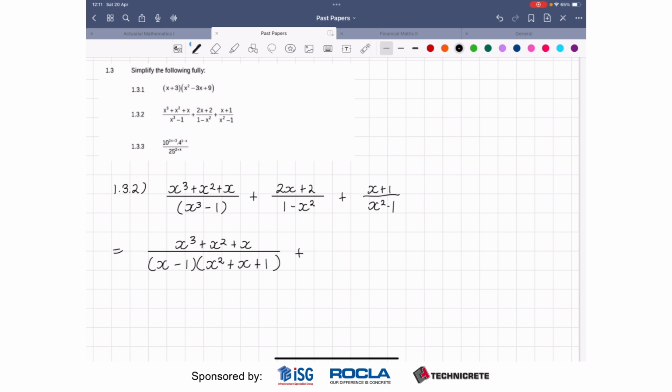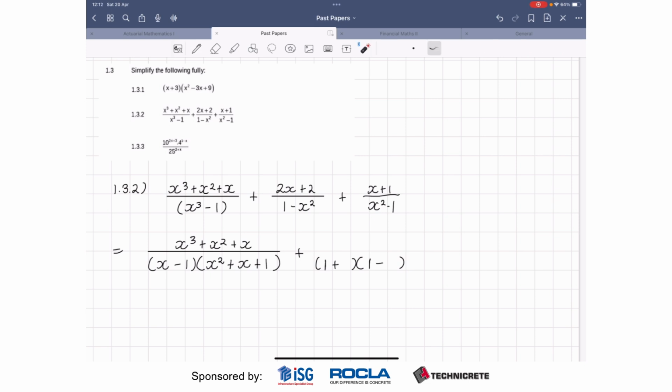Then for the next one, this is the difference of two squares, because I've got 1 which is a perfect square and minus x squared which is a perfect square. So I'm going to have two brackets again, and the first term in both of the brackets is going to be the square root of the first term in the original expression. So I'm going to have the square root of 1 for both. Then one of them is going to be positive, the other one is going to be negative.